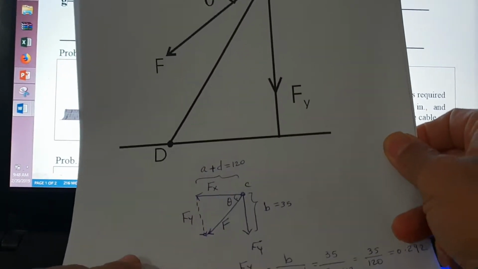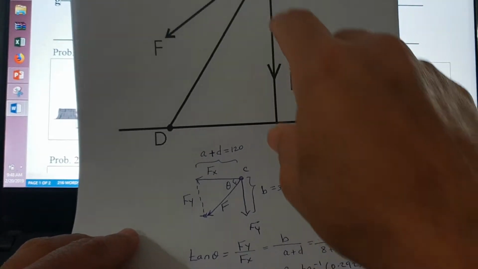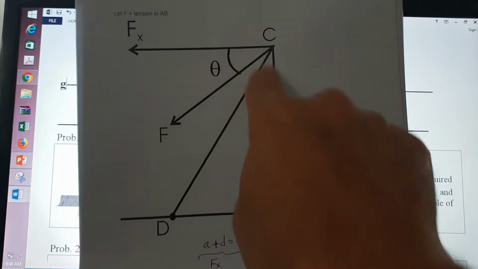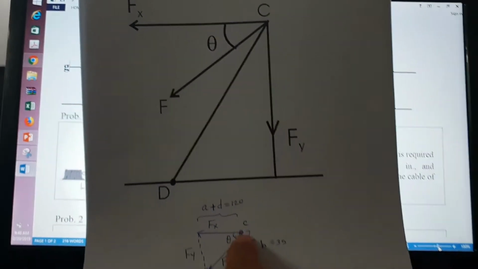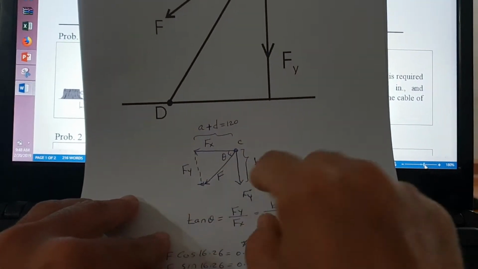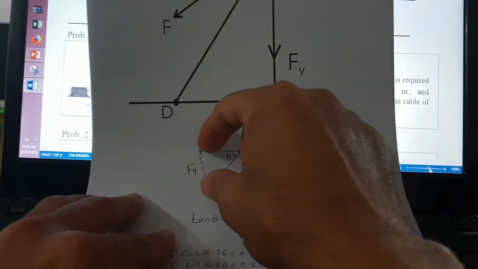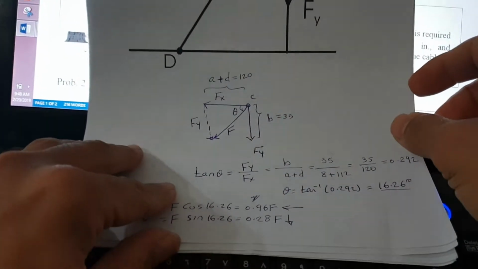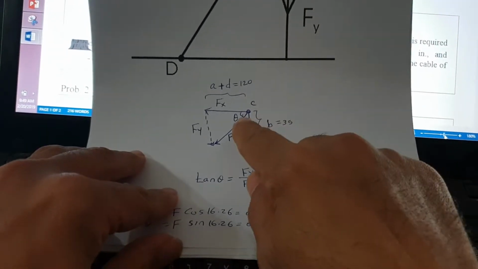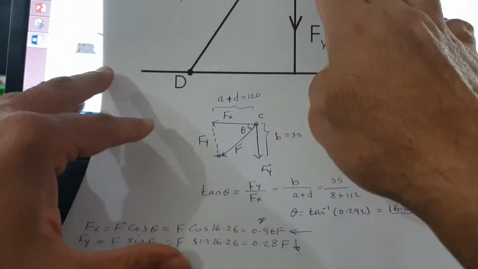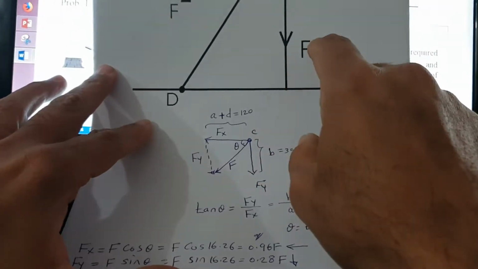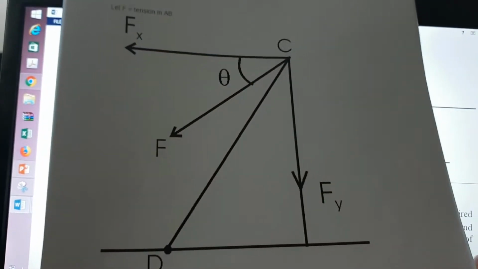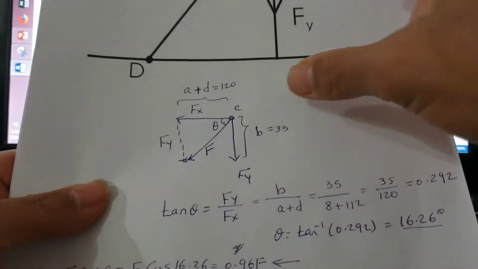Now, since you have the triangle F, Fx, Fy, let's just draw it like here. Fx, and this is F, and of course Fy is here. It should complete the triangle. Now, this is the angle theta. Now, let's find this distance. What is this distance? What is Fx? And what is this distance?